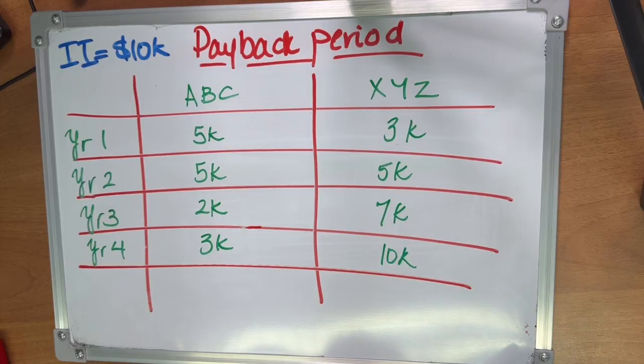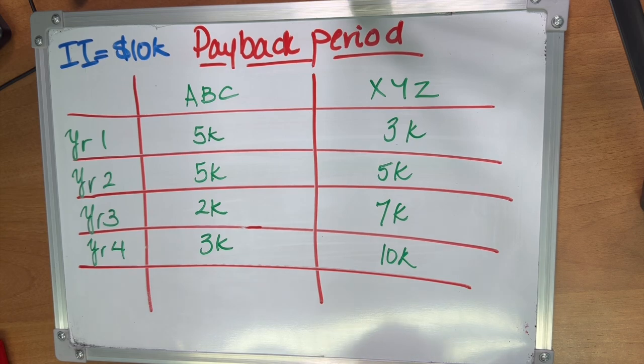There are three ways to calculate capital budgeting projects. First one is called the payback period. The second one is called the NPV method. The third one is called IRR. Let's start some calculations.